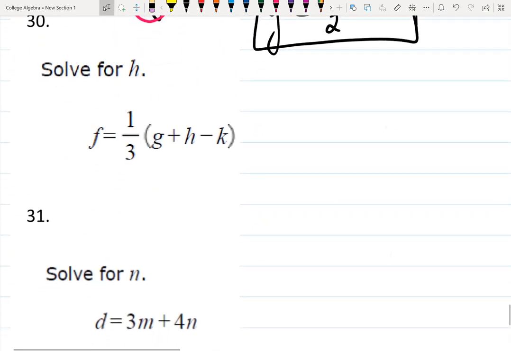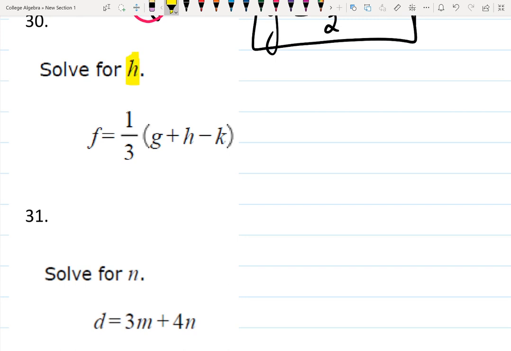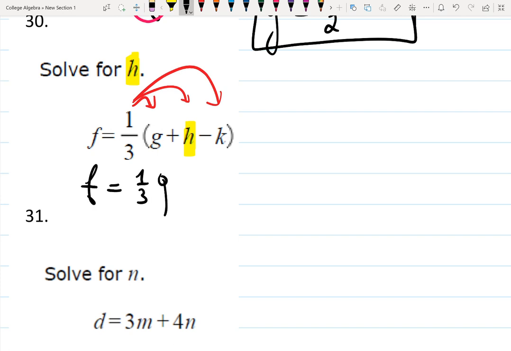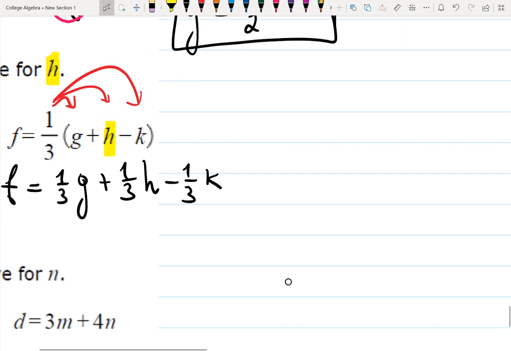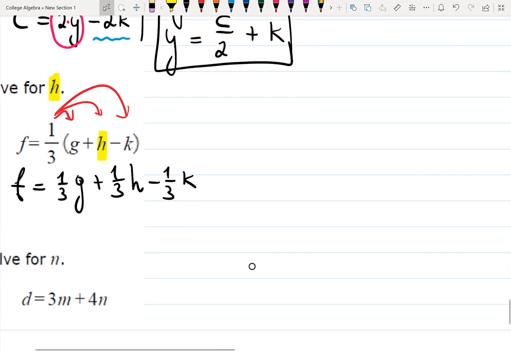In this equation, we are asked to find h. Here it is. So we have f equals 1/3 times g plus h minus k. Same idea as in the previous example. First distribute 1/3 everywhere. I will have f equals 1/3 g plus 1/3 h minus 1/3 k. See my other video on how to distribute carefully everything. Make sure you keep all the signs and the constants.